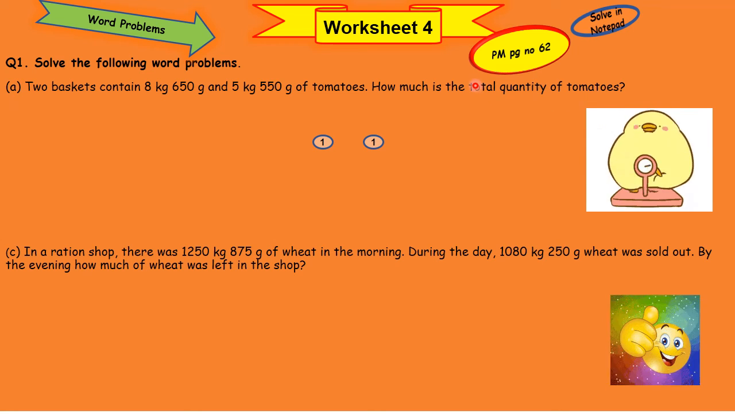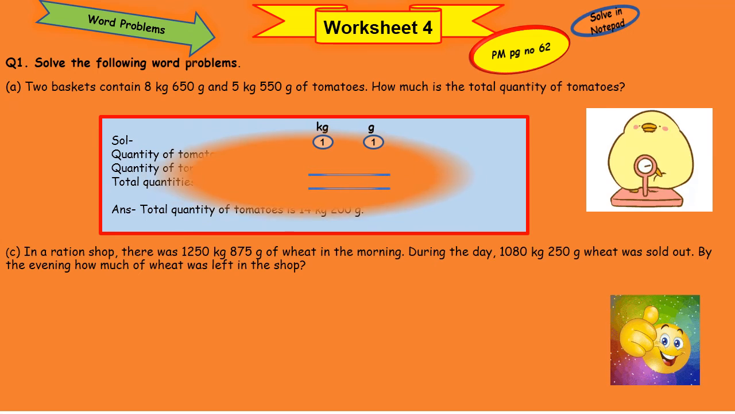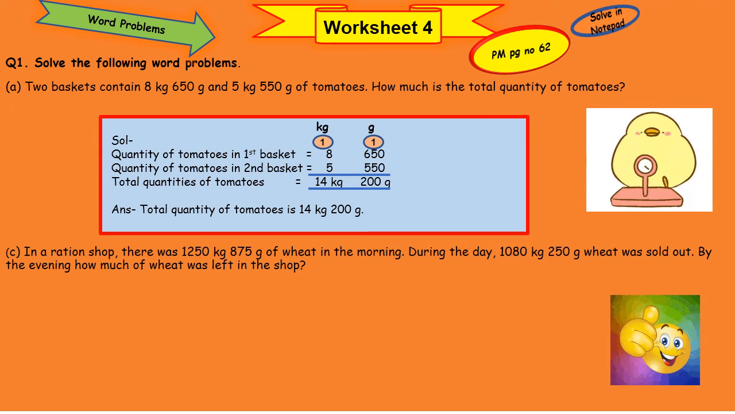So children, here we have to find the total quantity. That means we need to do addition. Let's see how to frame the statement. Quantity of tomatoes in first basket is equal to 8 kg 650 grams. Here also we shall arrange all the numbers according to the columns and units. Quantity of tomatoes in second basket is equal to 5 kg 550 grams. So total quantities of tomatoes is equal to 14 kg 200 grams after addition. So answer statement will be, total quantity of tomatoes is 14 kg 200 grams.